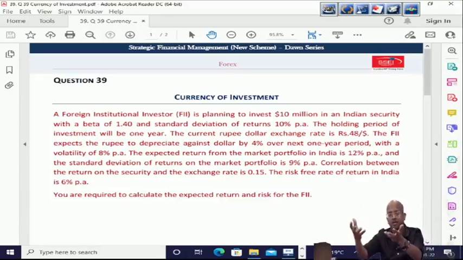So when you invest abroad, you suffer not only the volatility of the stock but also the volatility of the currency. When a US person invests in India, he is going to be affected by the risk of the stock as well as the risk of the currency. The risk of the stock is 10%, the risk of the currency is 8%. Expected return from the market portfolio, RM, is 12%, and the standard deviation of return on the market portfolio, sigma M, is 9%. The correlation coefficient between the return on the security and the exchange rate is 0.15. Risk-free rate of return in India is 6%.